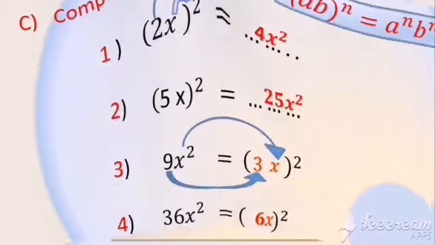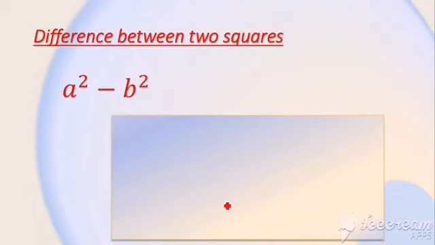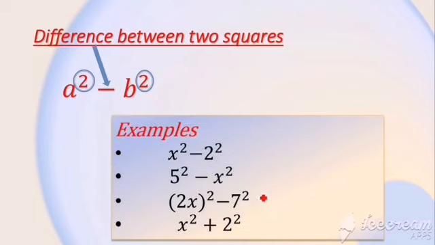Very good. Now, we need to explain what is meant by difference between two squares. Actually, the word difference stands for minus, and since it's a difference between two squares, this means that we have a minus between two squares.